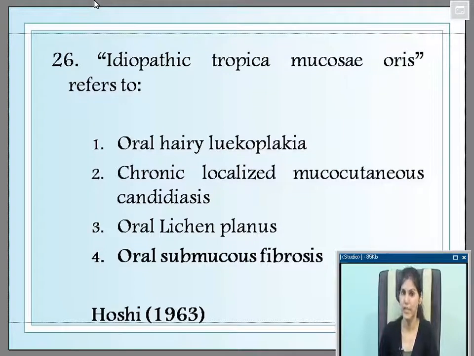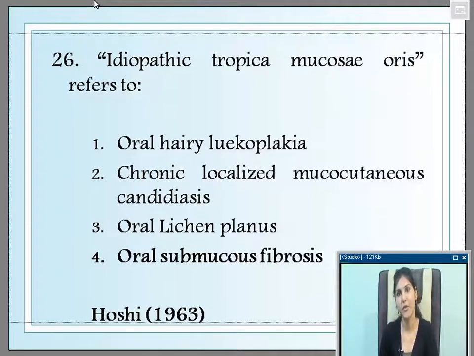Idiopathic tropica mucosae oris refers to a previously used term for oral submucous fibrosis. It was called idiopathic tropica mucosae oris because it is idiopathic, as initially this condition was found in tropical women and men. Tropical in the sense probably Indian or East African origin.